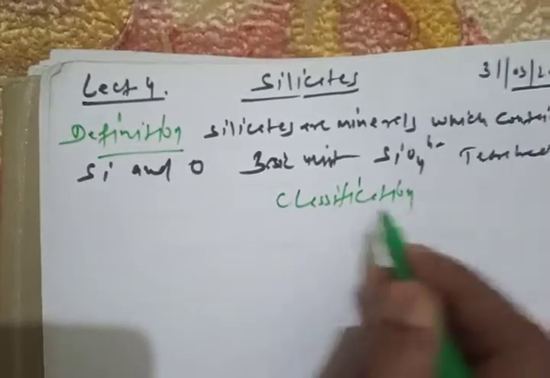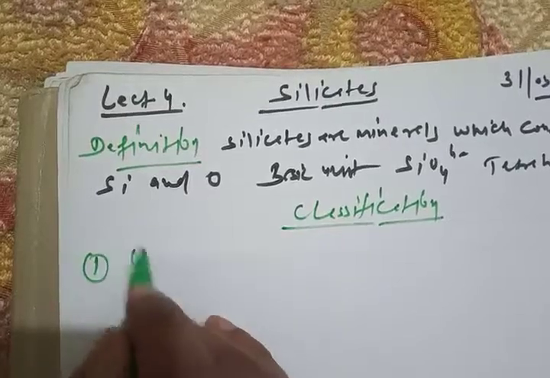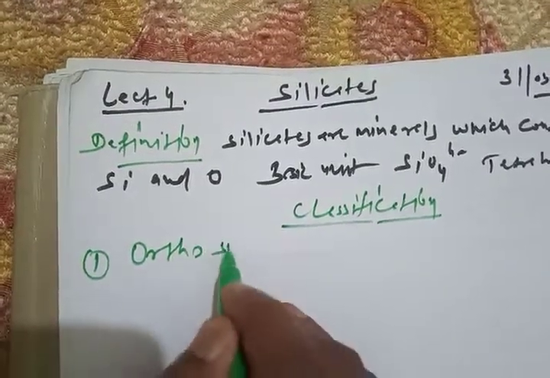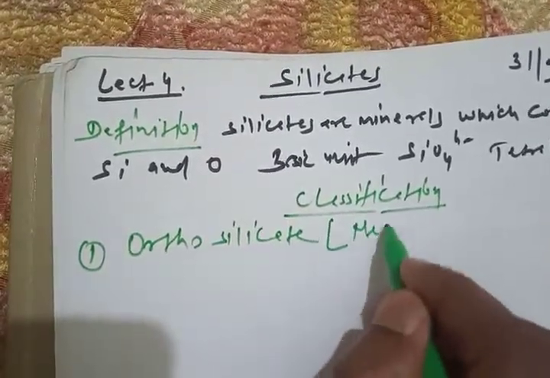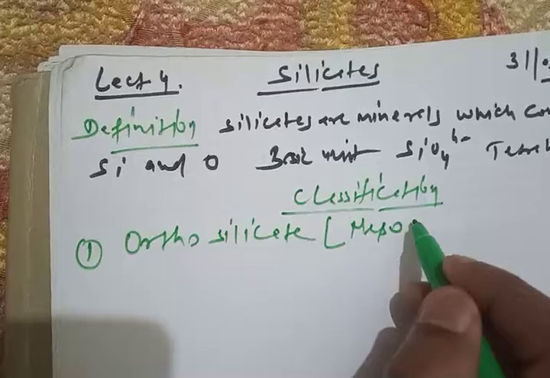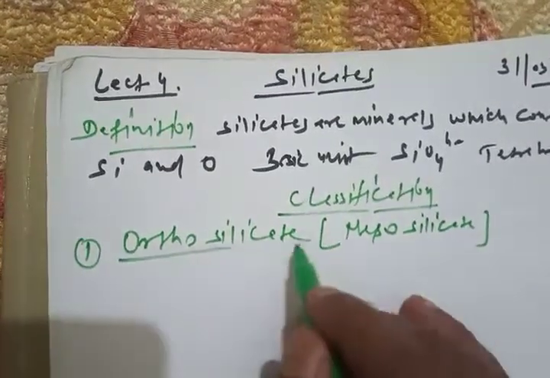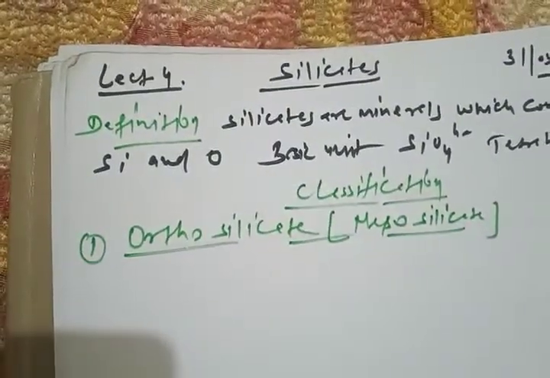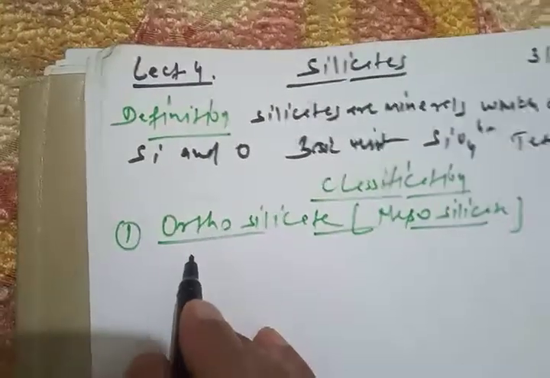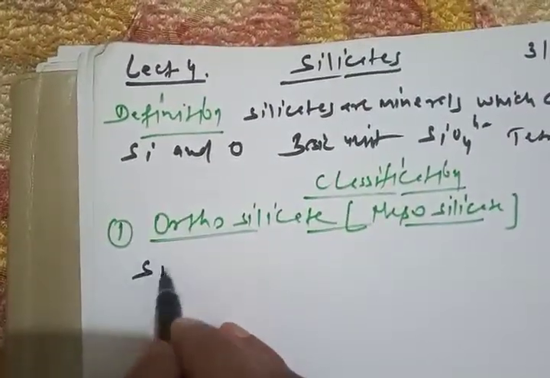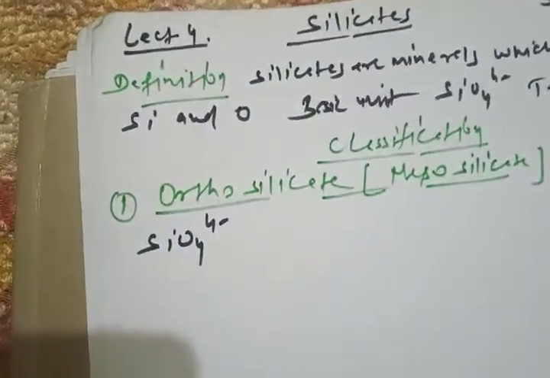classification of silicates. The very first is orthosilicate. Orthosilicate is also known as nesosilicate. In orthosilicate, this is very fundamental. SiO4 4 negative is the basic unit in this case.